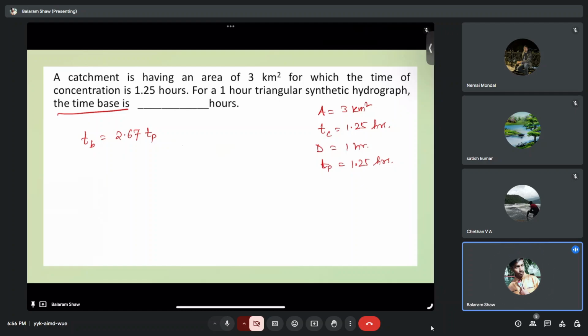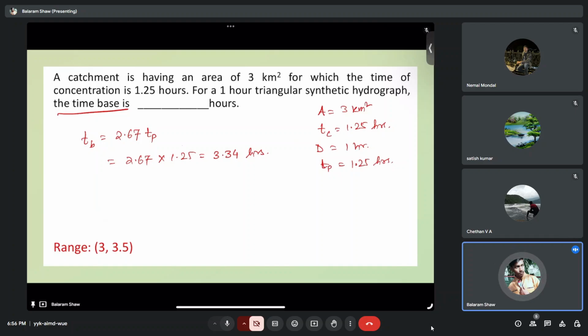Okay, so we were on the base 10, right? So just put the values, that is 2.67 into TP was how much? 1.25. Just multiply that and you get the answer. Can you tell me how much you're getting? I'm getting something like 3.34 hours. Yeah, so the range is between that. Okay, any questions here? Okay, if not, we'll move to the next question then.